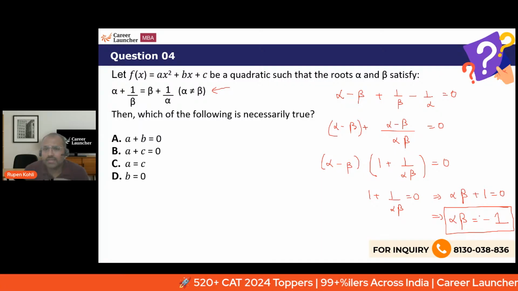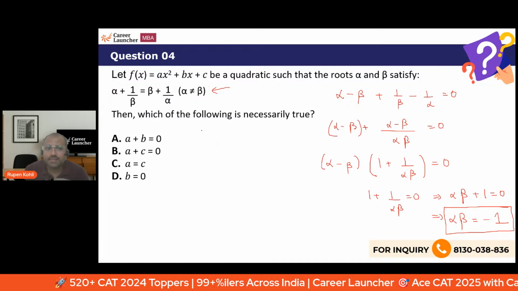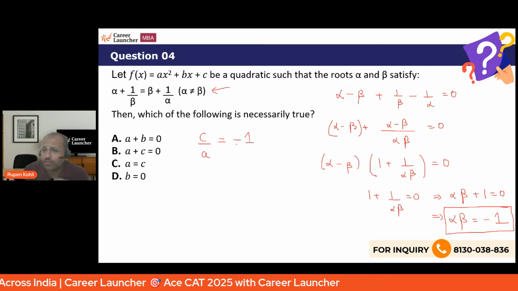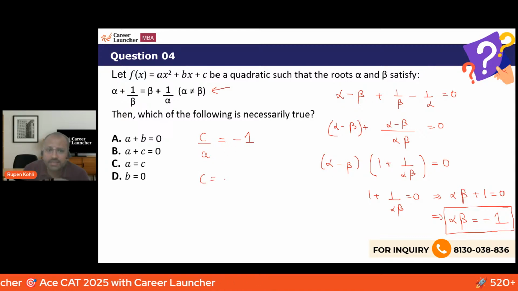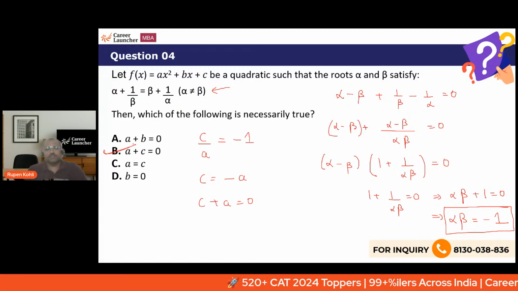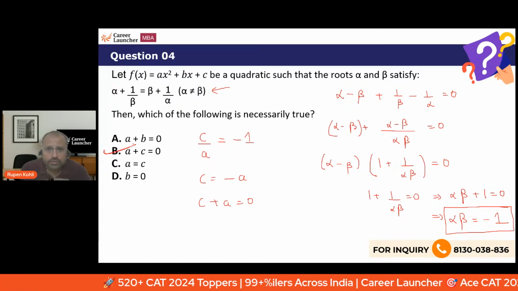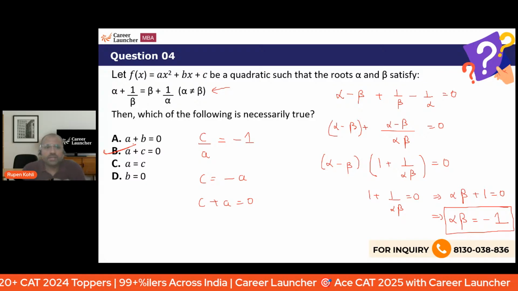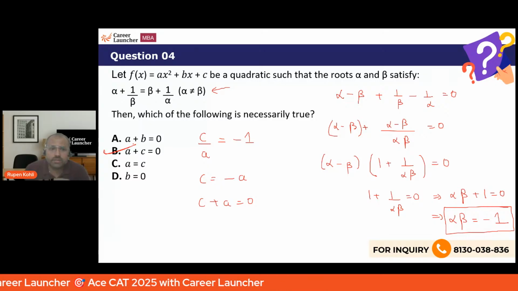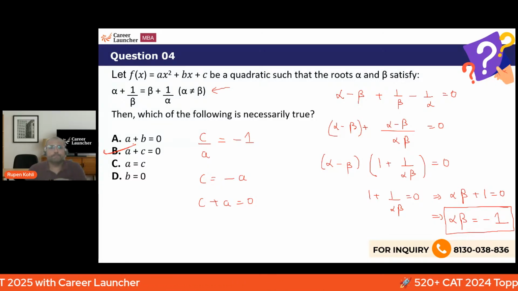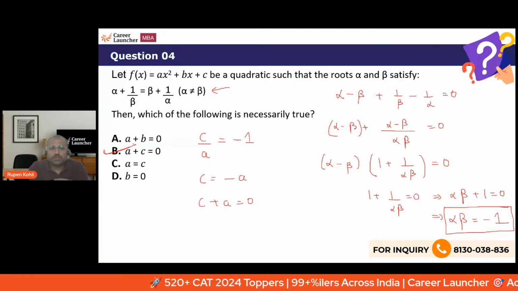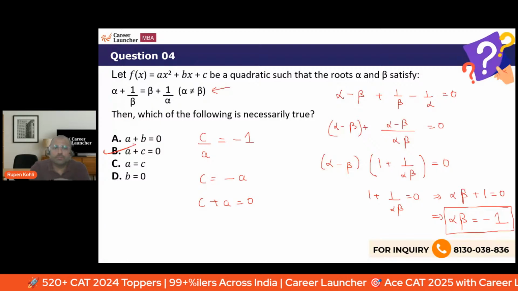So if alpha into beta is minus 1, what is minus 1? C by A is minus 1. That is the value of alpha into beta. The product of roots is C by A, meaning C equals minus A, meaning C plus A is 0. That is here, right? So just follow what was given, simplify that, get the conclusion from that, and then we are able to deduce the required result, right? So that is what algebra is all about. Just follow the given story of the problem.